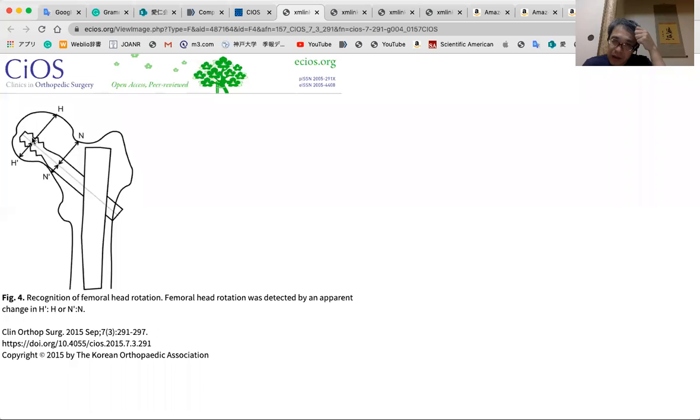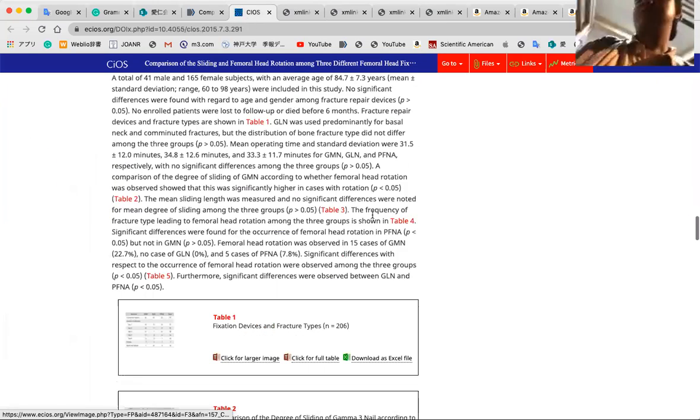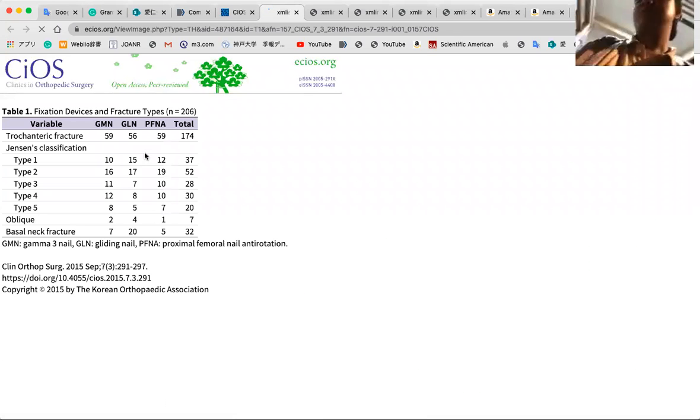So I think this is not perfect, but calculating the femoral head rotation is very, very difficult. It is virtually impossible without a CT scan. Even if we use the CT scan, it is also very difficult to recognize. Anyway, we calculated and we compared the types.